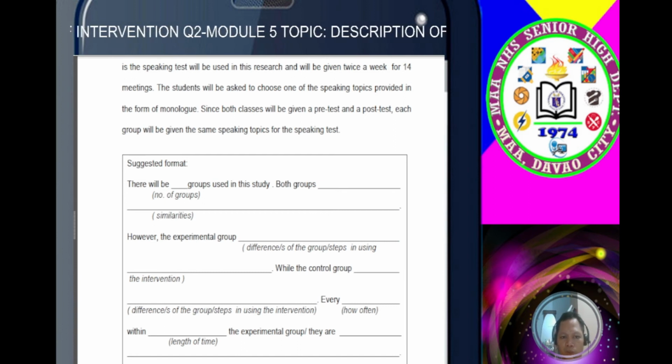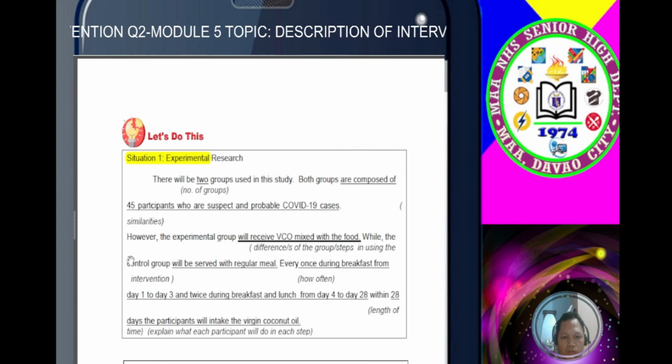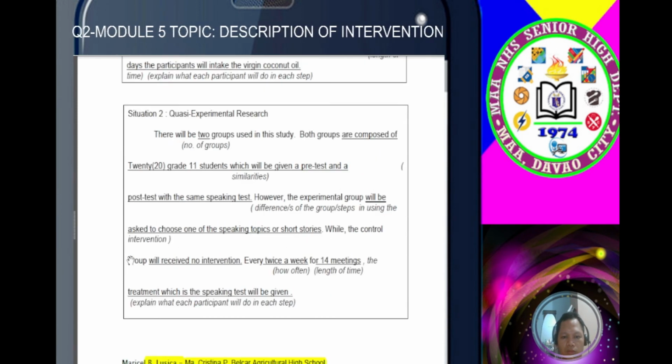Okay, let's check your work. So there will be two groups used in the study. Both groups are composed of 20 grade 11 students, and will be given a pre-test and a post-test with the same speaking test.